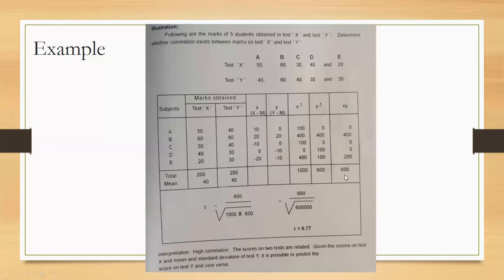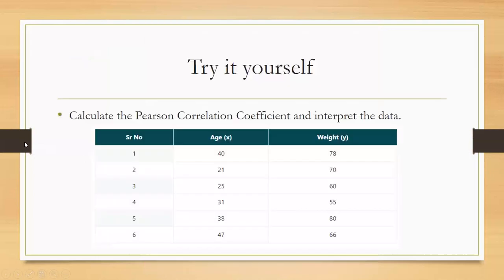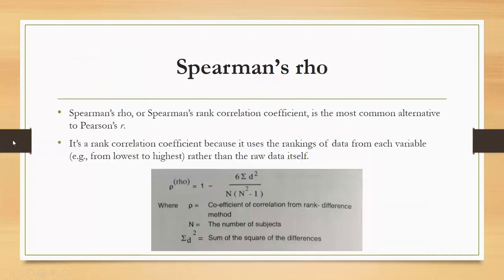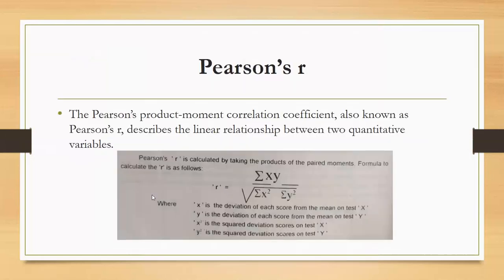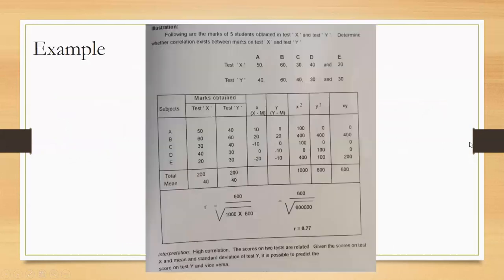Now, what am I going to do? I'm going to substitute all the values I obtained in my calculation. What was the formula once again? Let me just go back one minute. The formula was summation xy divided by the square root of summation x square times summation y square. Summation xy is 600. Summation x square, we've already calculated, is 1000. And summation y square, here again, is 600.